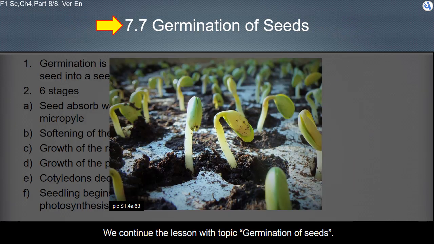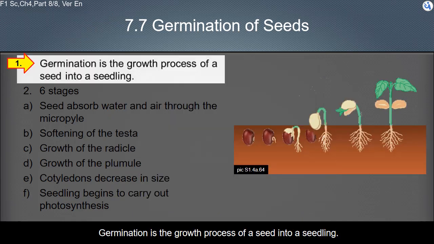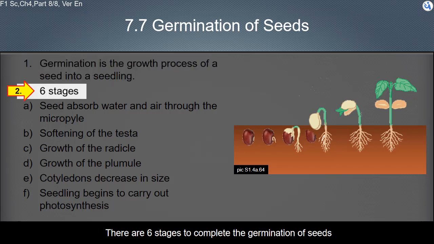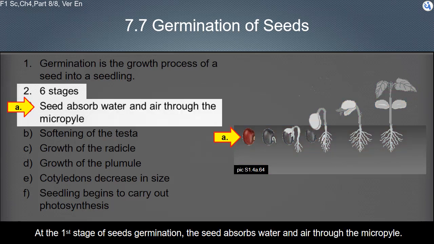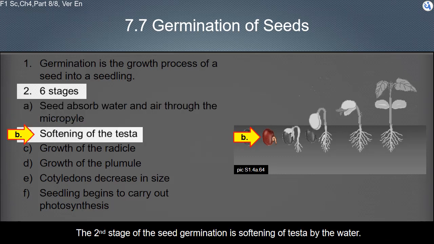We continue the lesson with topic, germination of seeds. Germination is the growth process of a seed into a seedling. There are 6 stages to complete the germination of seeds. At the first stage of seed germination, the seed absorbs water and air through the micropyle. The second stage of the seed germination is softening of testa by the water.